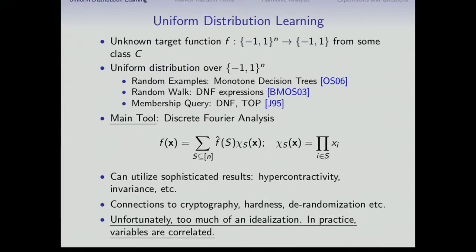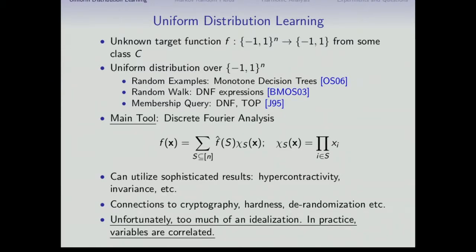So uniform distribution learning has been around for at least 25, 30 years now. And the idea is there's some target function defined on the Boolean cube coming from some class, and you want to learn this. And there are various models that have been studied for access to the function. And here are some classes that, in some sense, are the richest classes that are known to be learnable in these settings. So for random examples, there's this algorithm by O'Donnell and Servedio for learning monotone decision trees.